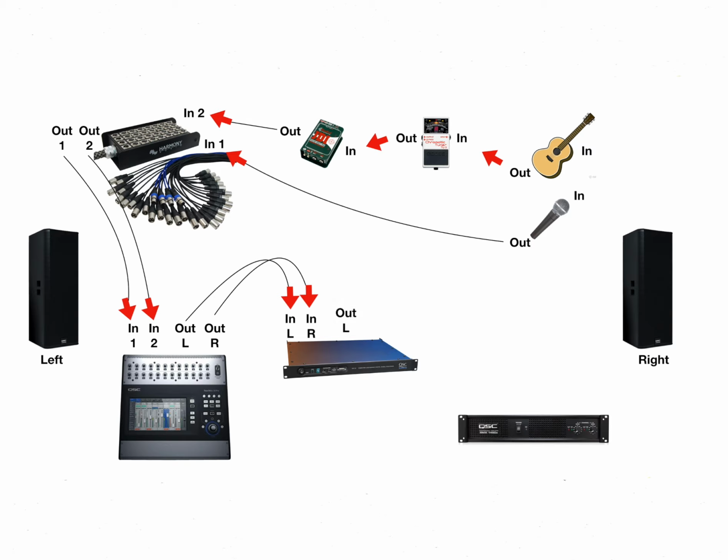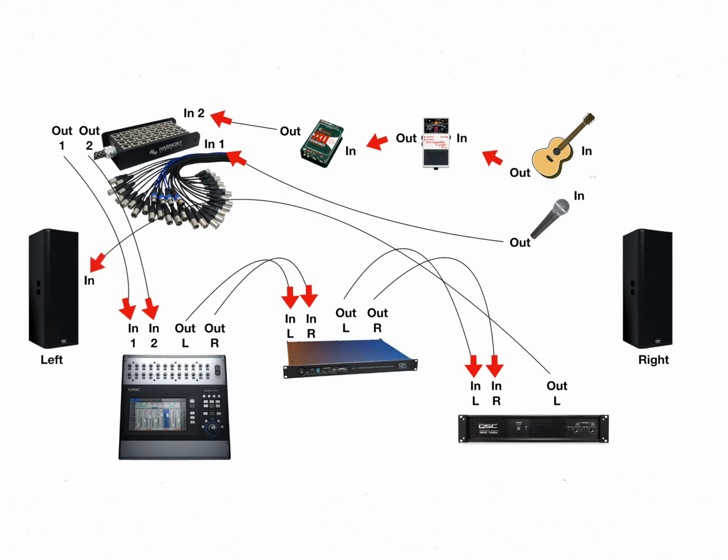Now we need to get out of the DSP into our amplifier. So here's our left out, and it's going to go in to the left channel of our amplifier. Let's go plug in that right channel. And right out of the DSP in to the right input of the amplifier. Now it's time to get that amplifier hooked up to the house speakers. So we will go out of the left channel of the amplifier in to our left house speaker. Let's go pick up our right house speaker. Out the right channel of the amplifier and in to the right house speaker.